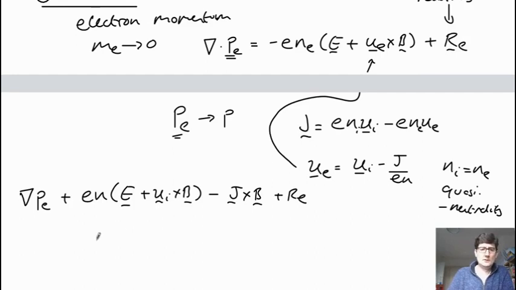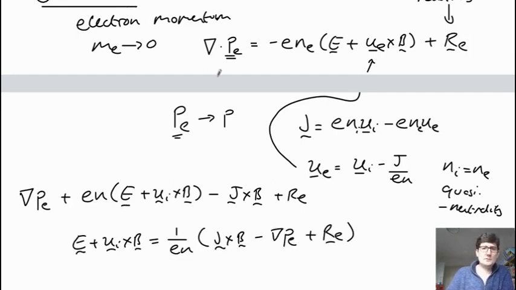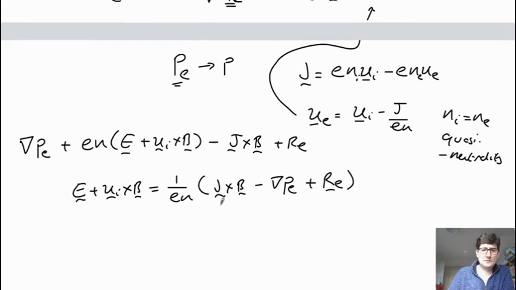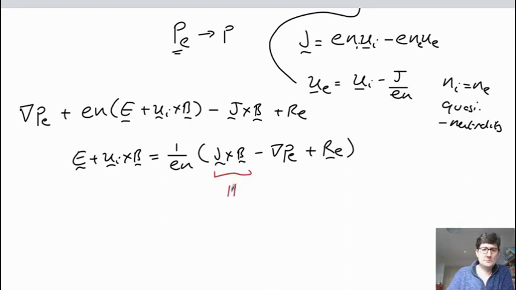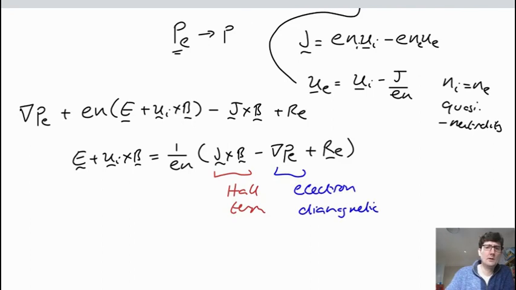So this is usually written by rearranging for this term, so E plus V cross B. So this term on the right, the first right side here, is the whole term. This next term is the electron diamagnetic term, and this last term here is just due to friction, and this term here on the left hand side, this is the ideal MHD Ohm's law. So if all the terms on the right hand side go to zero, or are assumed to be small, then we recover the ideal MHD Ohm's law.